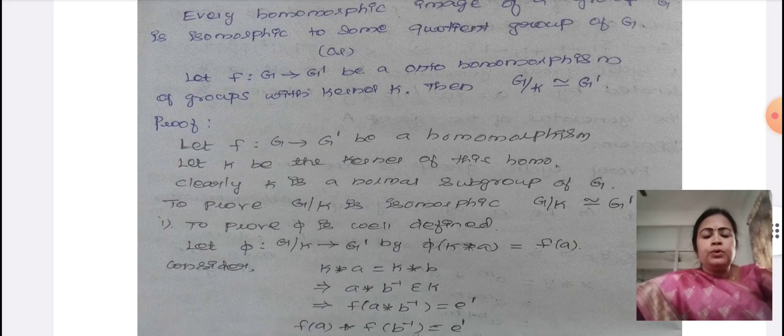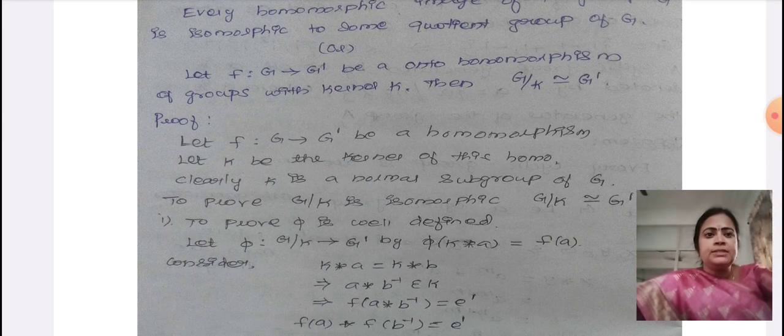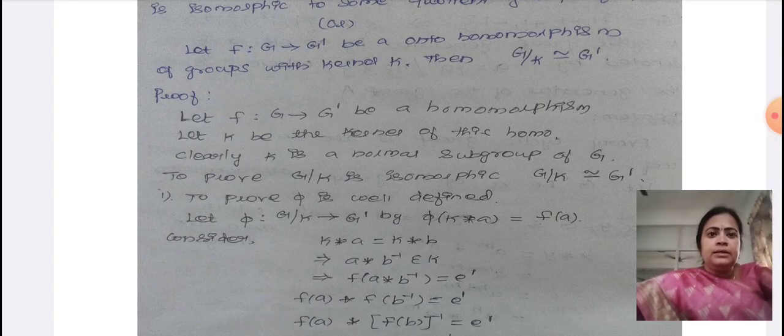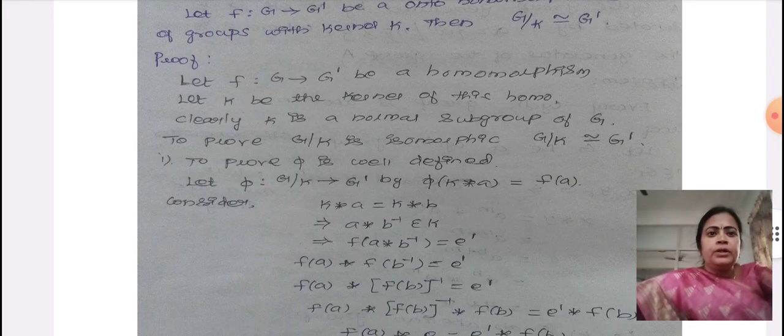To prove that the map from G by K to G dash is an isomorphism, it is enough to prove that the map is well defined, one to one, onto, and a homomorphism. Let us take K, which is the kernel, and we have already proved that K is a normal subgroup of G. So we can easily prove G by K is isomorphic to G dash.